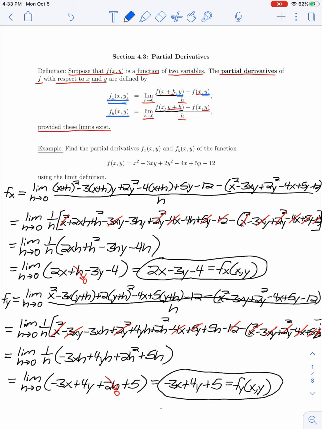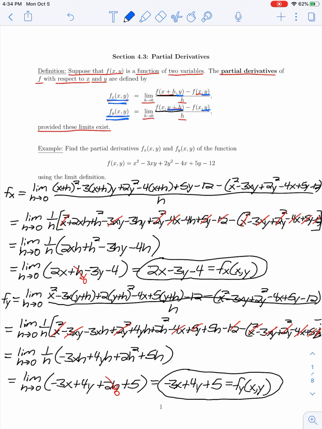And similarly, if we're differentiating f with respect to y, for our limit definition, our numerator is f of x, y plus h minus f of x, y. So the variable x in that equation is being held constant.